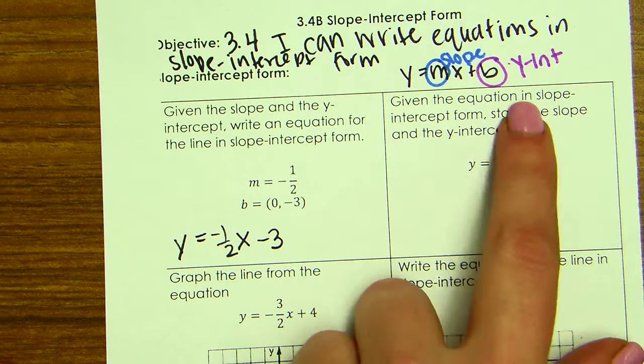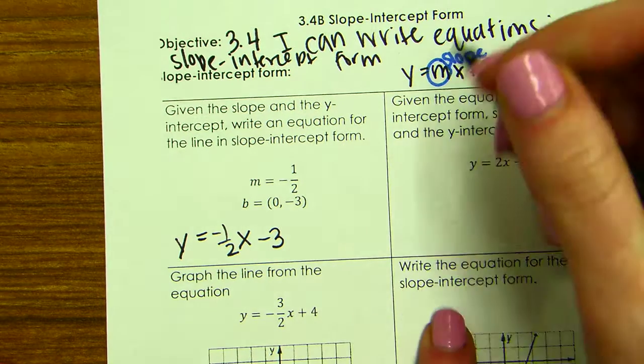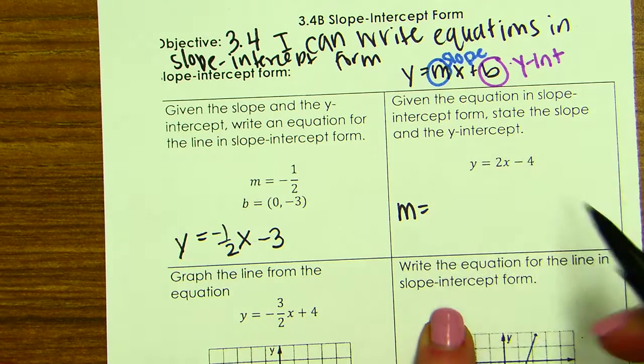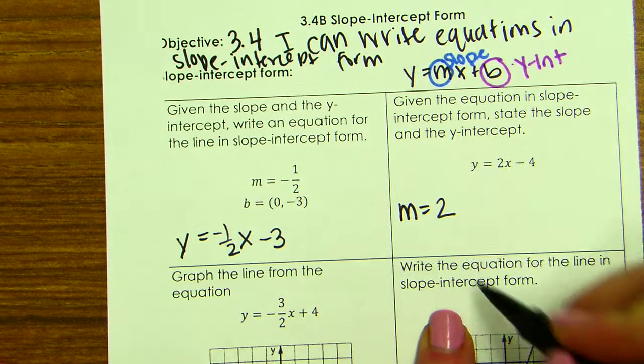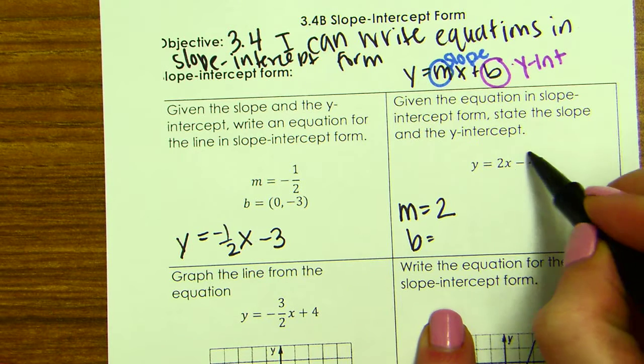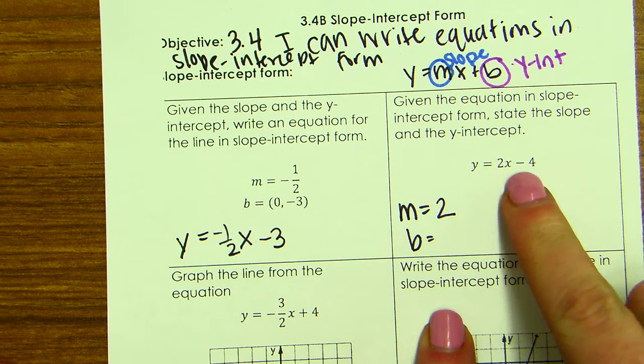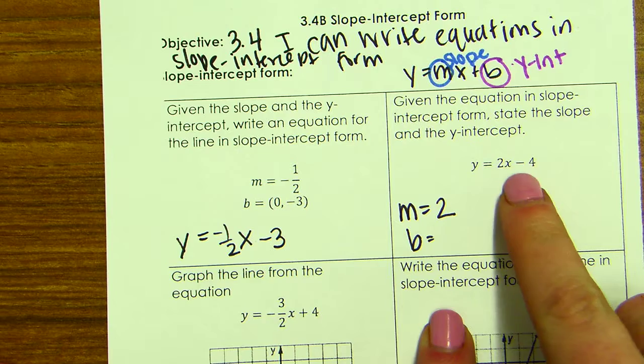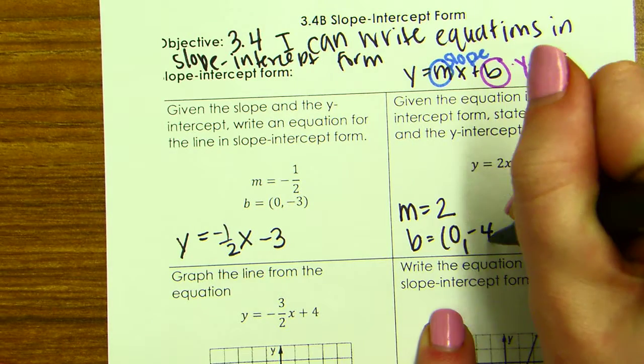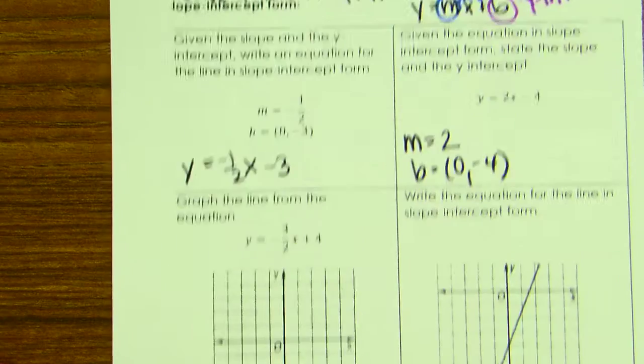This one we're going backwards. So we're given the equation in slope-intercept form. We have to state the slope and the y-intercept. So the slope is the coefficient on the x, so 2. The y-intercept is going to cross the y-axis at negative 4. It's going to be a negative 4 because it's supposed to be a plus. So if I have a minus here, I know that it crosses when x is 0, y is negative 4.